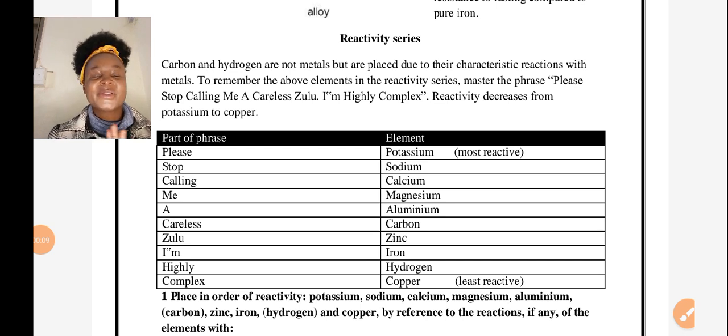Okay, so today I want us to have a look at the reactivity series.